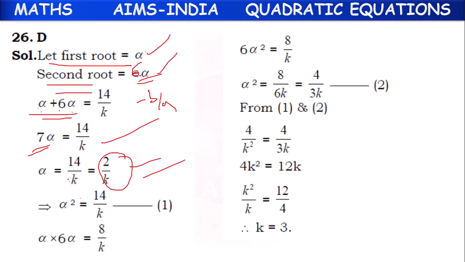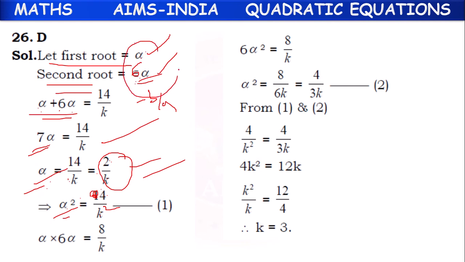So next we have alpha into 6 alpha, if you multiply, because alpha value is 2 by k. So why have they taken alpha square? Alpha square means, if alpha is 2 by k, alpha square will become 4 by k square, children. If alpha equal to 2 by k, then alpha square will become 2 by k whole square, which is equal to 4 by k square.